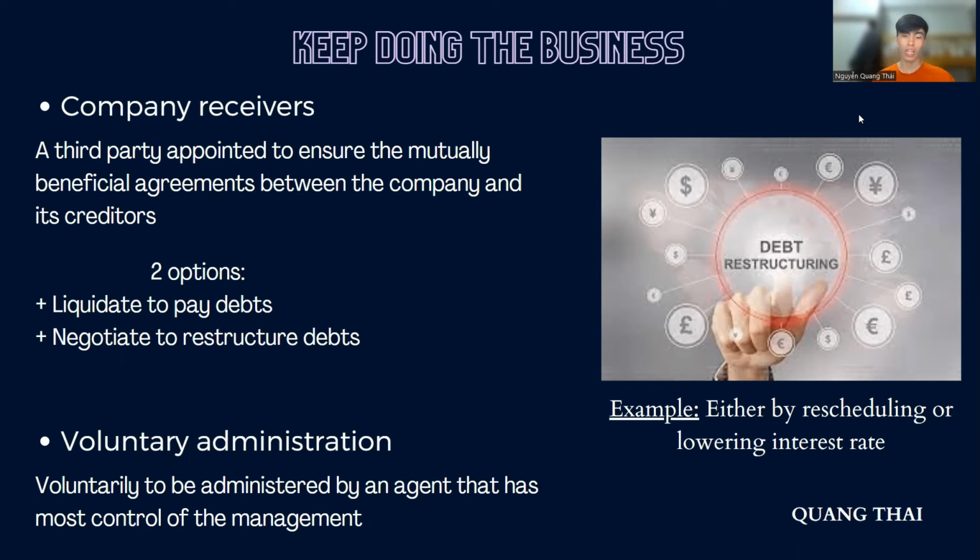Voluntary administration is like an agent who would manage the company, and the company voluntarily gives control to this agent. One fact is that in this form of keeping the business going, the directors and other officers of the company are not permitted to assert their roles unless approved by the new administrator. So this first option is for keeping the business going.